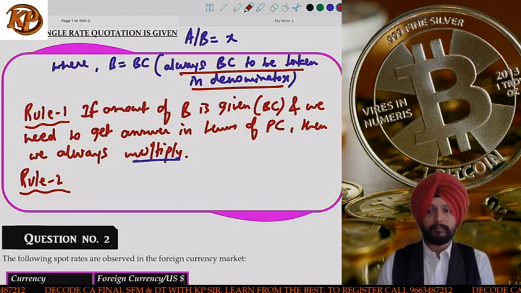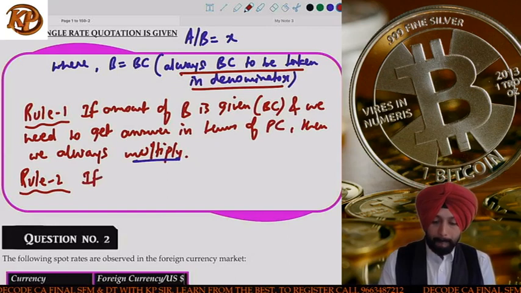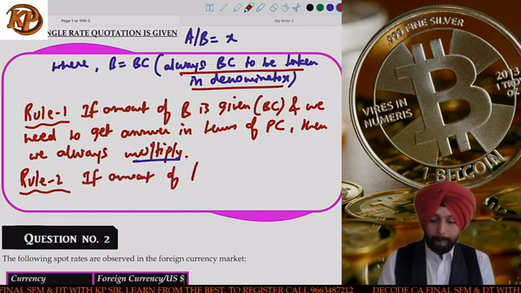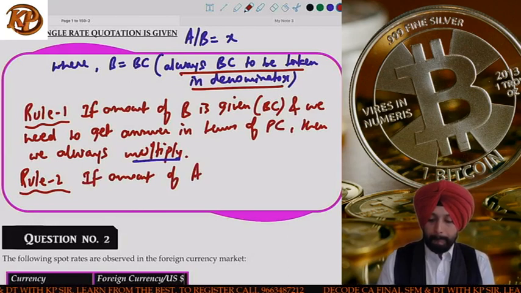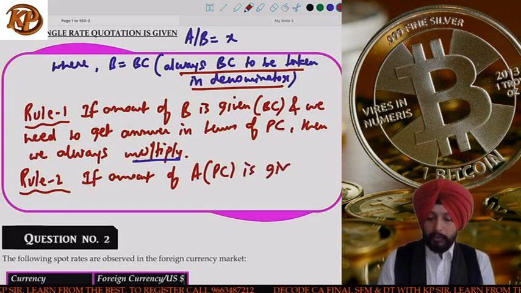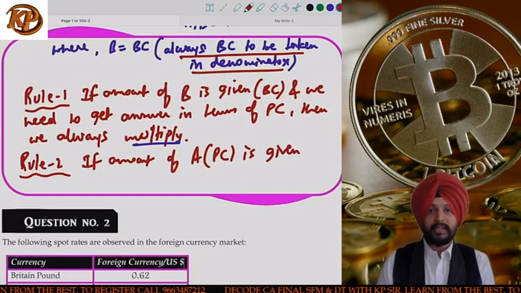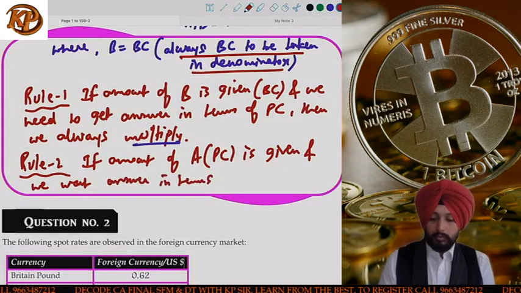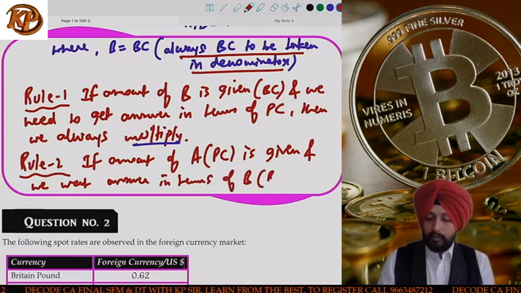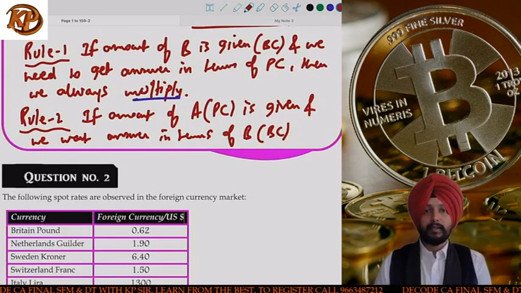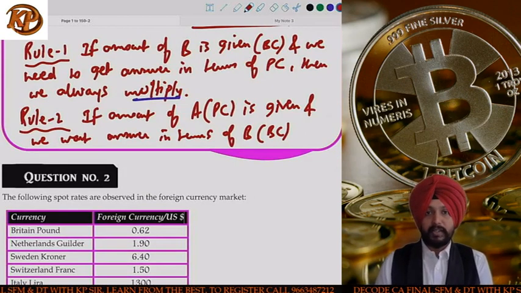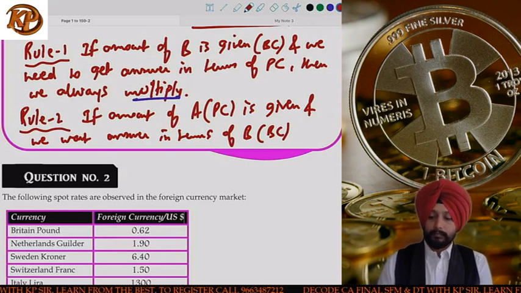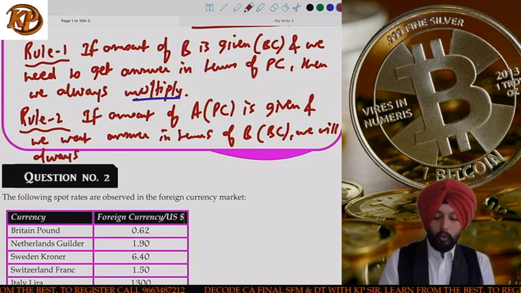Okay, rule number 2. If amount of A, that is price currency, is given, and we want answer in terms of B, base currency, we will always divide.